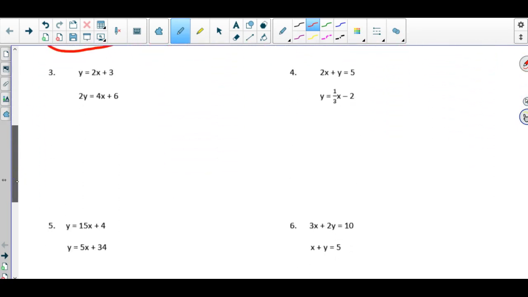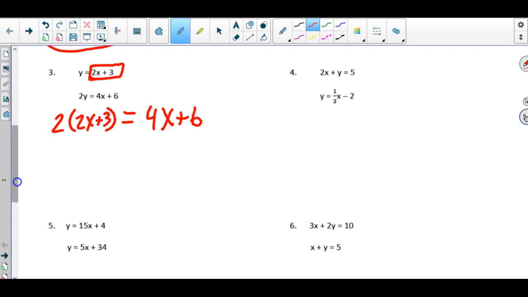Number 3, we got to decide here what method we want to use. We could use graphing. We can use substitution. I'm going to go with substitution. We got easy, what y equals there given to us. That's an easy substitution problem. 2y equals 4x plus 6. Y is 2x plus 3. So now we can solve this. 4x plus 6 equals 4x plus 6.